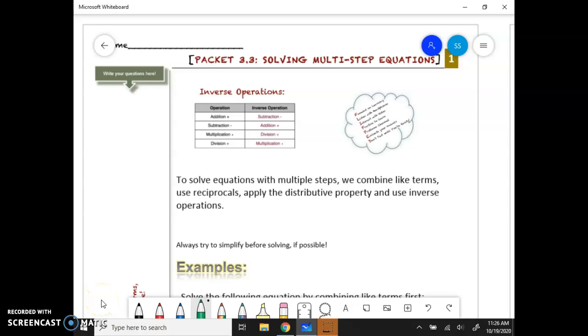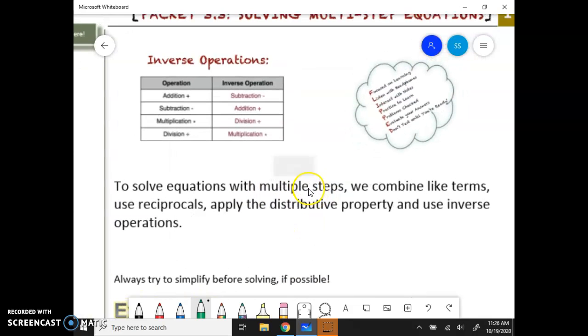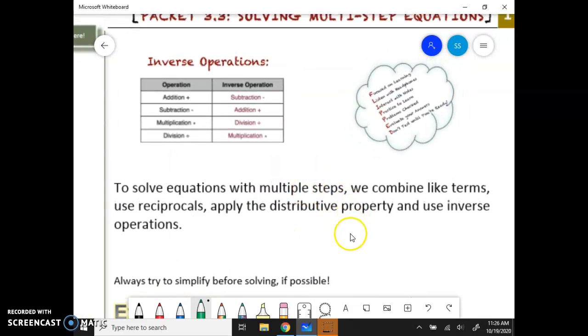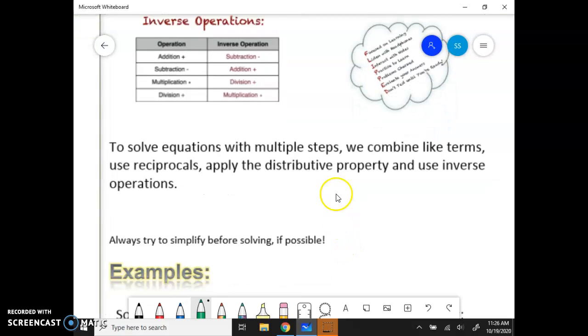Okay, here we go. This is 3.3, solving multi-step equations. So the last two units that we had were combining like terms and the distributive property, and then one- and two-step equations. Basically what we're doing with this lesson is combining those two. Just as a reminder, we are solving equations by using inverse operations in reverse PEMDAS order.